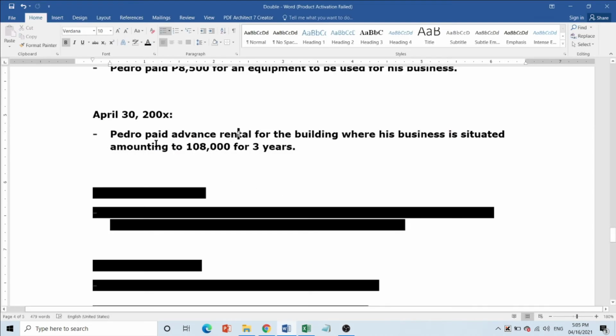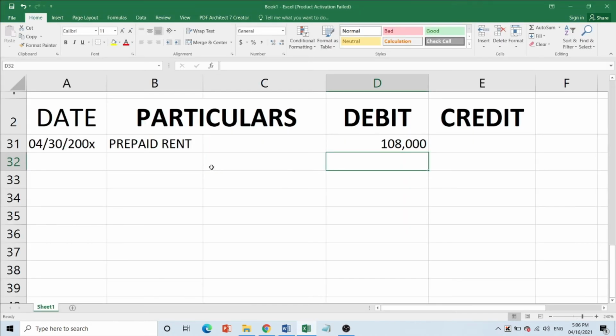remember that this is prepaid rent, meaning at the end of the year, dapat po nating tandaan that we must make an adjusting journal entry para po ma-recognize natin ang expense. It's all because if we will try to remember, we recognize revenue or income when it is earned rather than when it is collected, and we recognize expense when it is incurred rather than when it is paid. Diba? Kaya, prepaid rent muna. Wala pa namang expense.